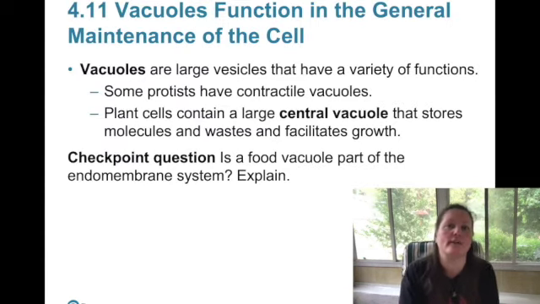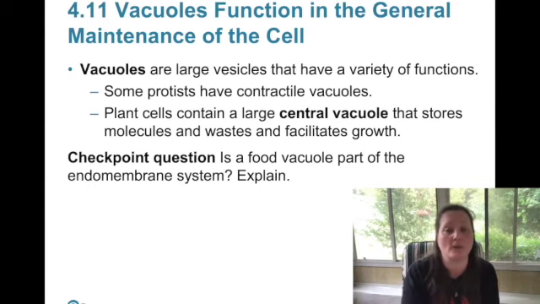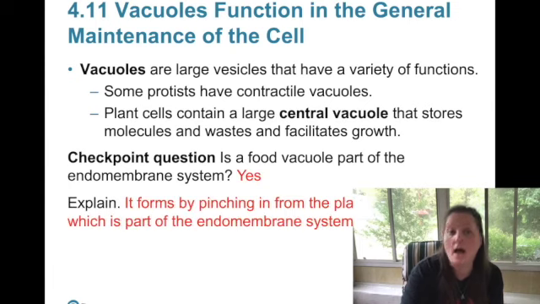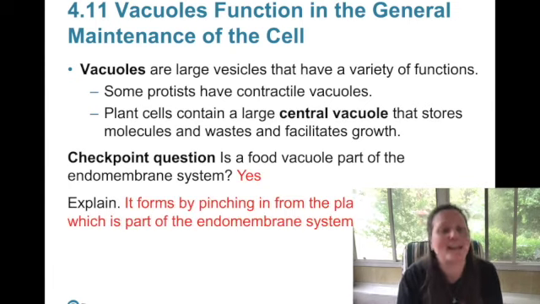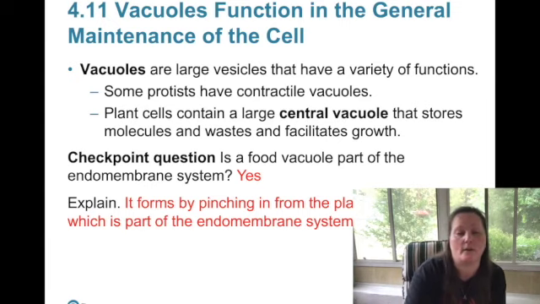Okay, so vacuoles function in the general maintenance of the cell. Vacuoles are large vesicles that have a variety of functions. Some protists have contractile vacuoles. Plant cells, which we already mentioned, have the big central vacuole, and that will store molecules and wastes and help facilitate growth. So, checkpoint question. Is a food vacuole part of the endomembrane system? Is it? Yes. It forms by pinching in from the plasma membrane, which is part of the endomembrane system. So, membrane. That's the way to remember it.